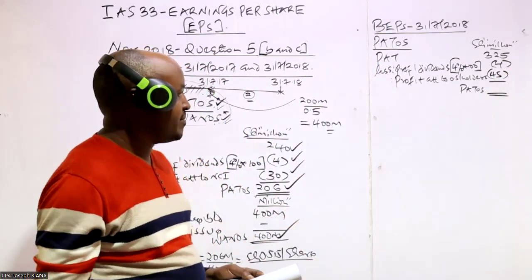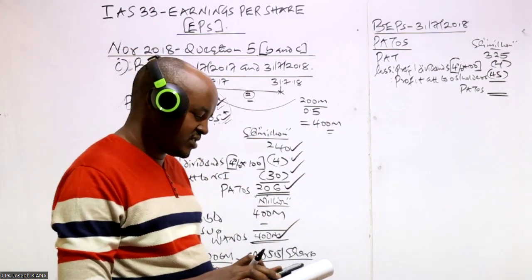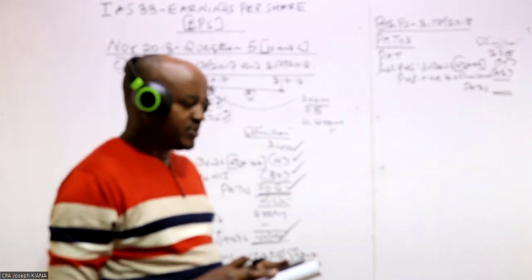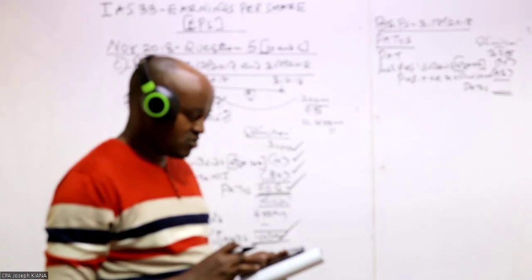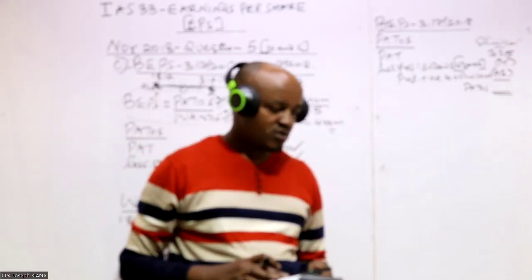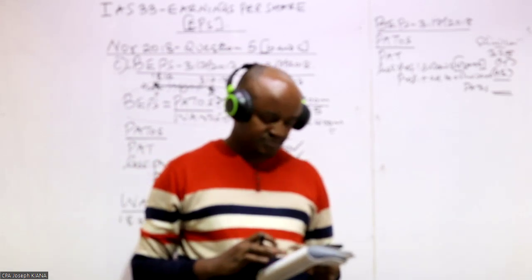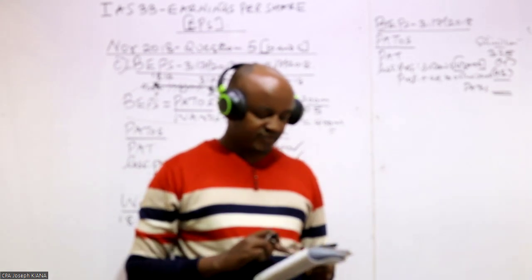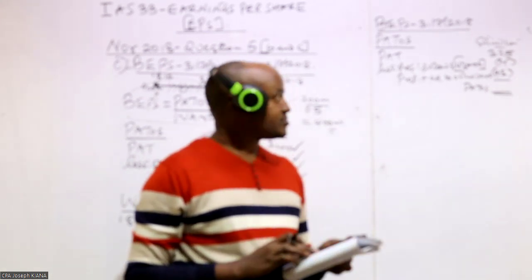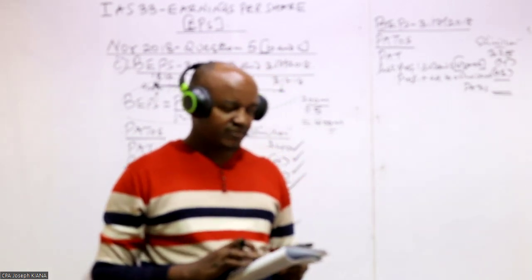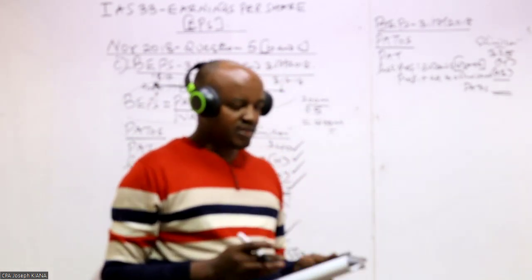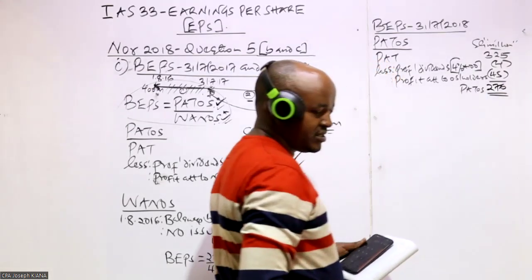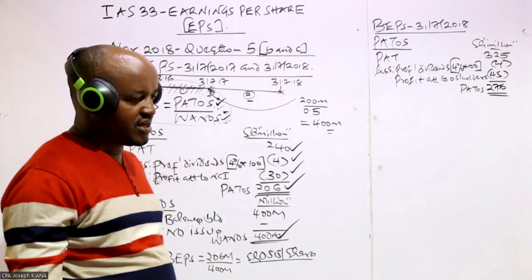So basically, by doing that, we now get the profit attributable to ordinary shareholders. So this will be a figure of what? 325 minus 4, minus 45. Minus 45. That will give us a figure of 276. So that is the PATOS.